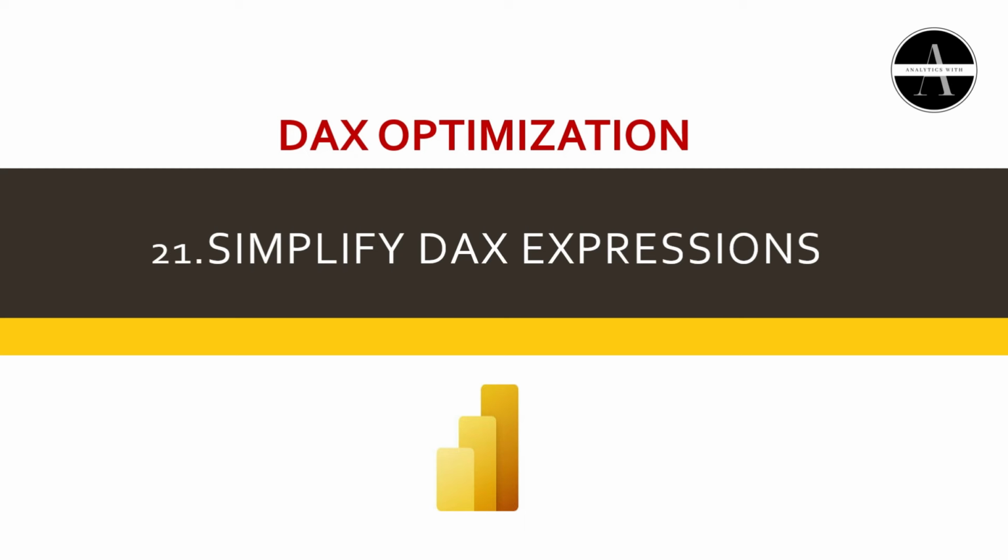Let's explore a few key tips to ensure your DAX queries are running as efficiently as possible. Point number 21 is simplify DAX expressions. First, always aim to simplify your DAX expression. The more complex and nested your functions are, the slower they will run. Instead of writing long and complicated formulas, break them into simpler steps. Focus on using efficient functions that return the same result but with less overhead. This helps Power BI process your queries faster and with fewer resources.